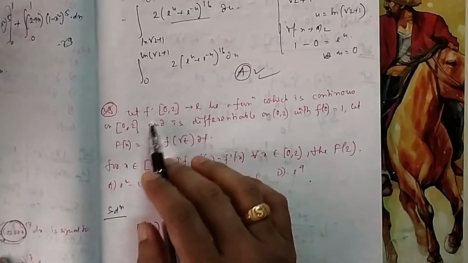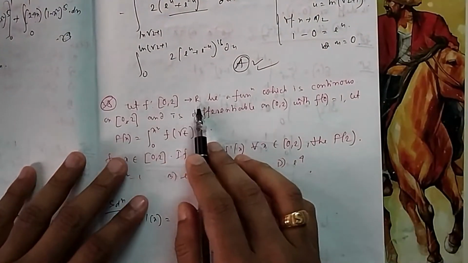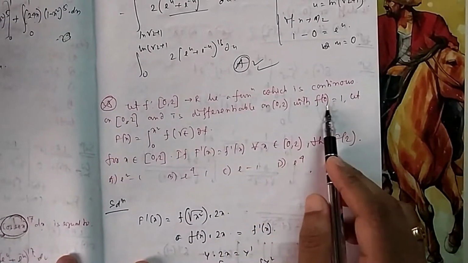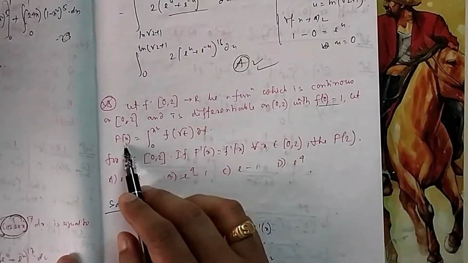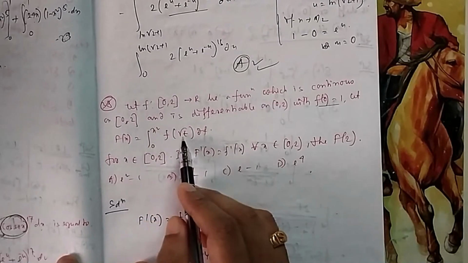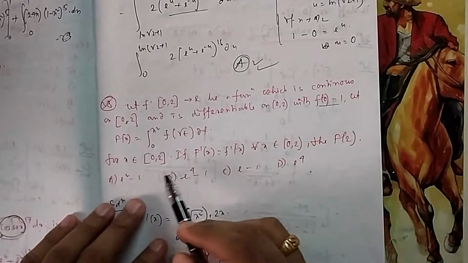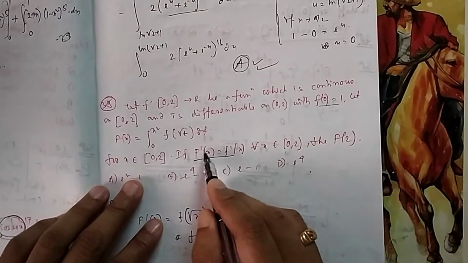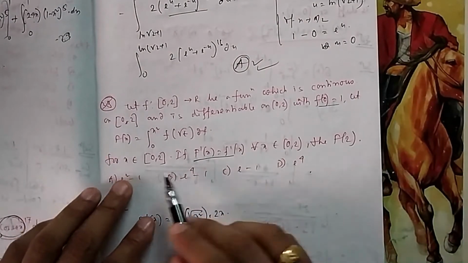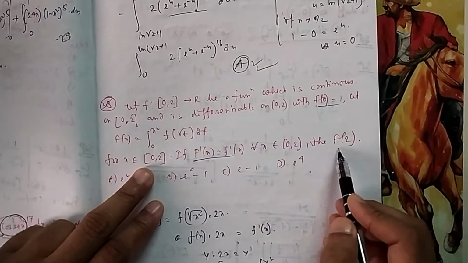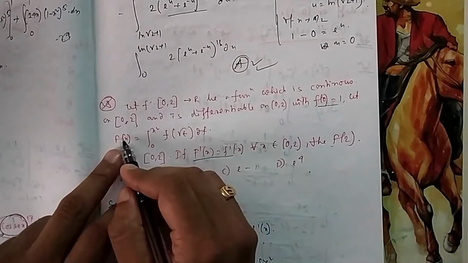Next, if you come to 38: if f is any function from 0 to 2 to the real numbers, which is continuous on 0 to 2 and differentiable on 0 to 2, f(0) is given as 1. Let capital F(x) equal the integral from 0 to x square of f(root t) dt. You have to be very careful: this is capital F, this is small f. They have given that capital F dash equals small f dash for x in 0 to 2. Then find capital F(2). So they are asking you to put 2 here.